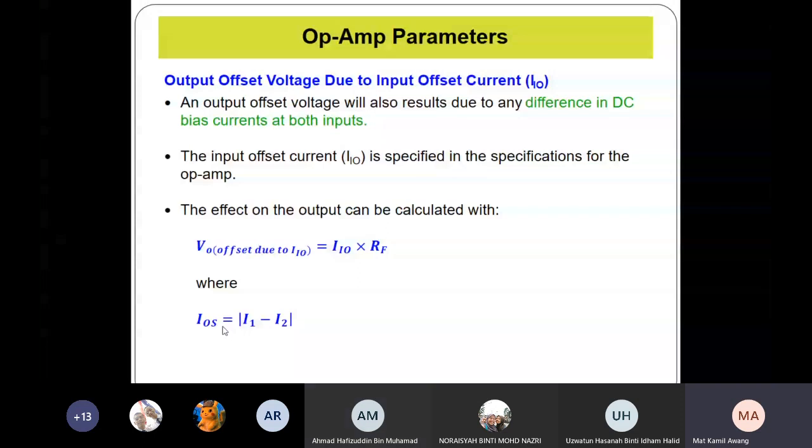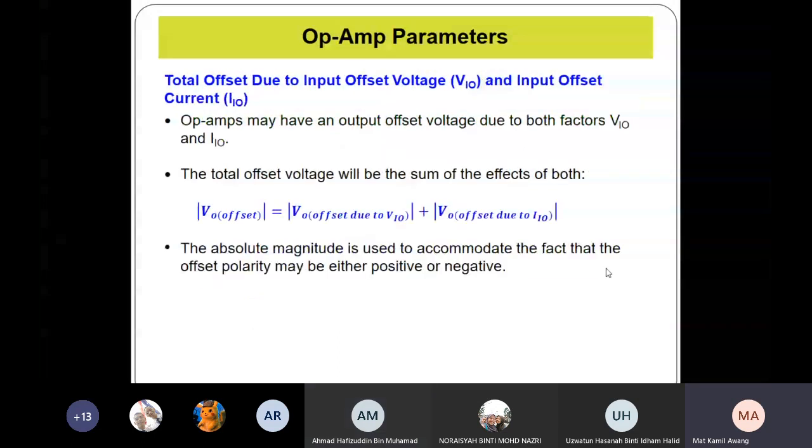So the input offset current IO is normally given in the specification. This value is given. The effect on the output can be calculated with this formula, so just remember it. V out offset due to the IO is equal to IO times RF. So this is the formula.